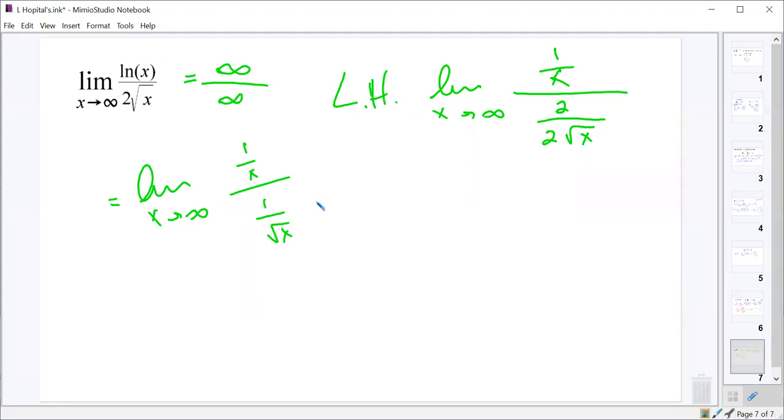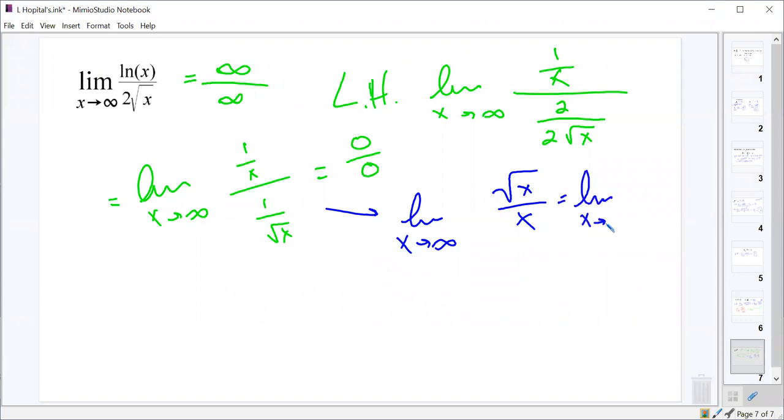Well, if we plug in the infinity, what's the numerator become? 0. And what about the denominator? Also 0. So we could use L'Hopital's rule, or we could try to simplify. So let's see if we can simplify. Since this is a fraction divided by a fraction, can I rewrite it as root x over x, if we take the reciprocal and multiply? Yep. And now it's infinity over infinity, but we could also simplify that into what?